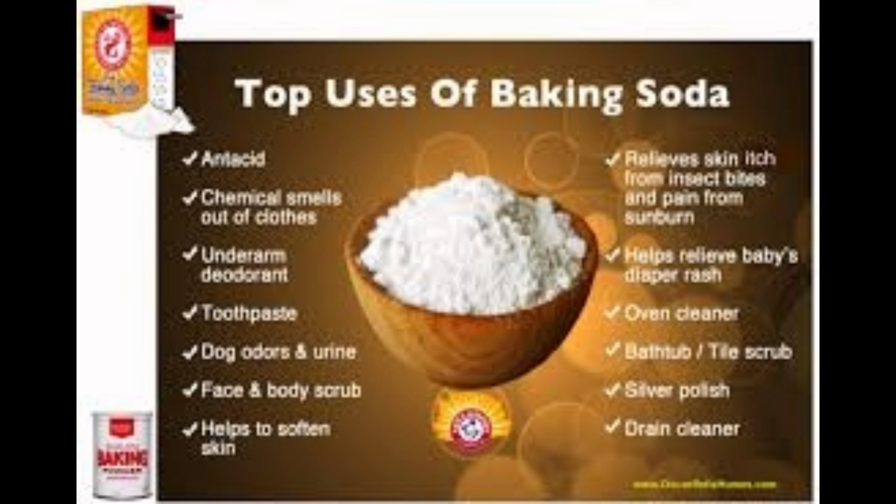Okay, now some of the uses of baking soda. It is used as an antacid and as a deodorant in toothpaste. Some use it for face and body scrub. It helps to soften the skin also. It is used in drain cleaner also and for silver polishes, and so many other uses are there.